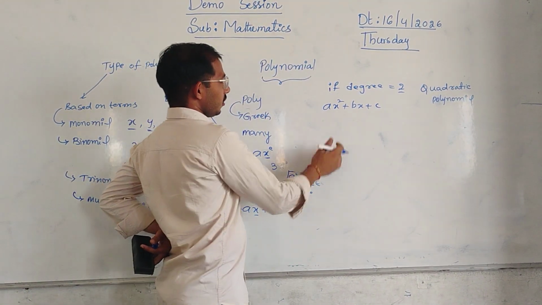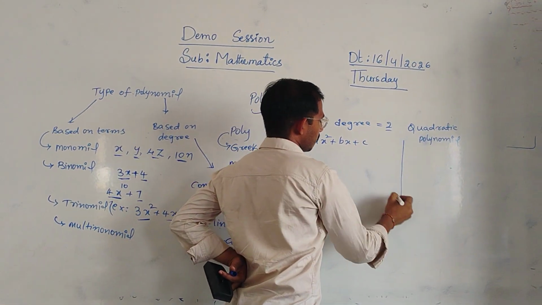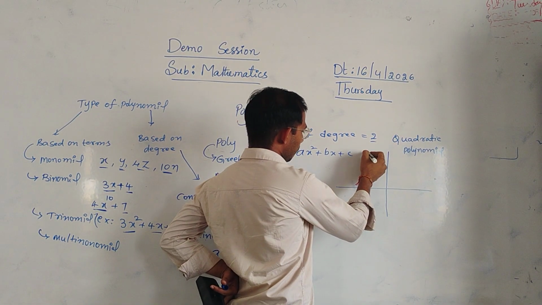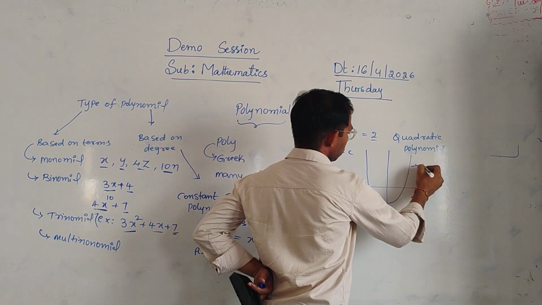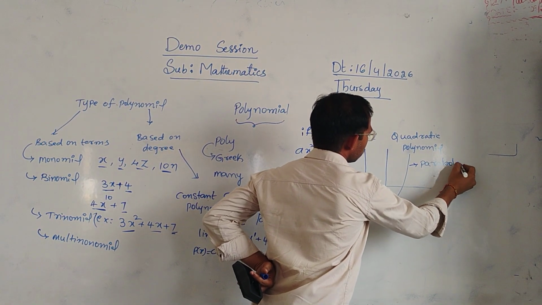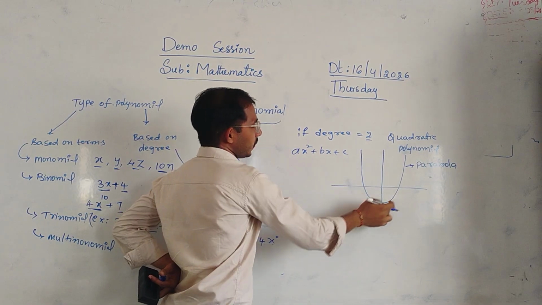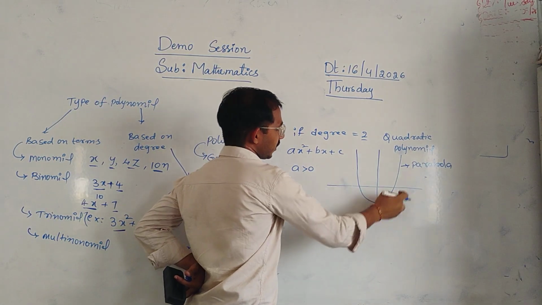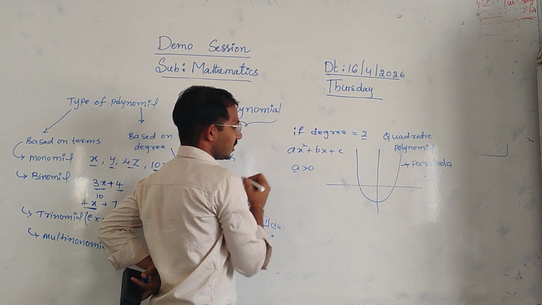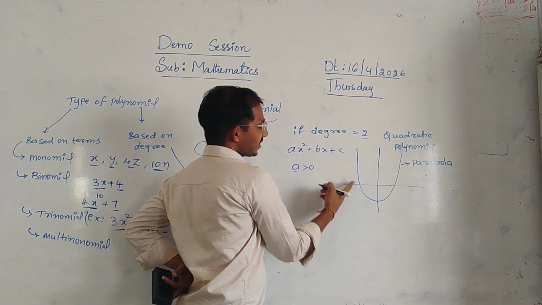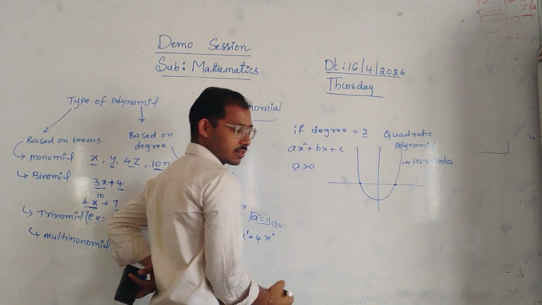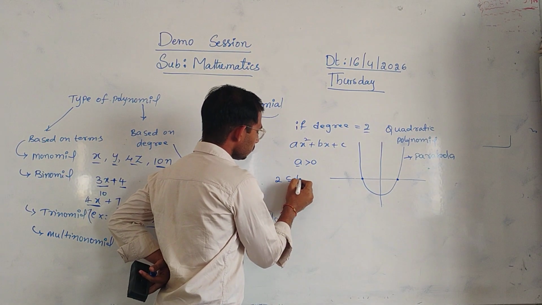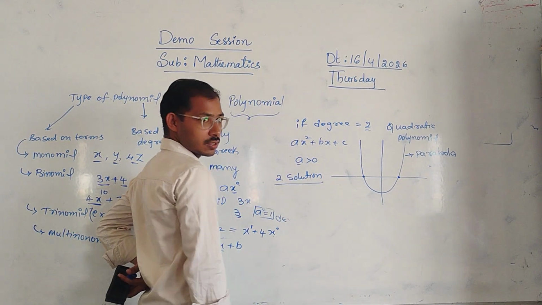When we draw the graph for a quadratic polynomial, there are 3 cases. First, the graph is a parabola. When the shape is coming upward, a is always greater than 0. That is the first condition. When the parabola touches the x-axis at 2 points, we get 2 solutions, that is, 2 zeros or 2 roots.